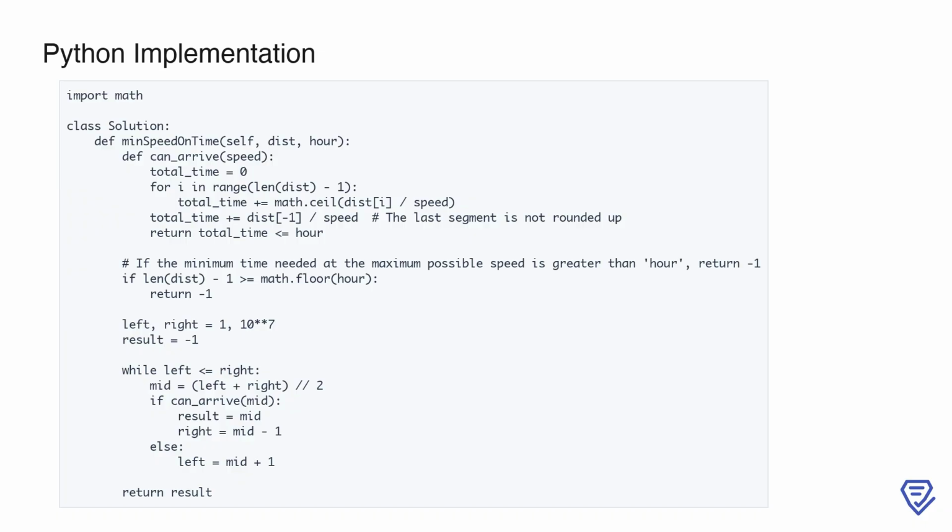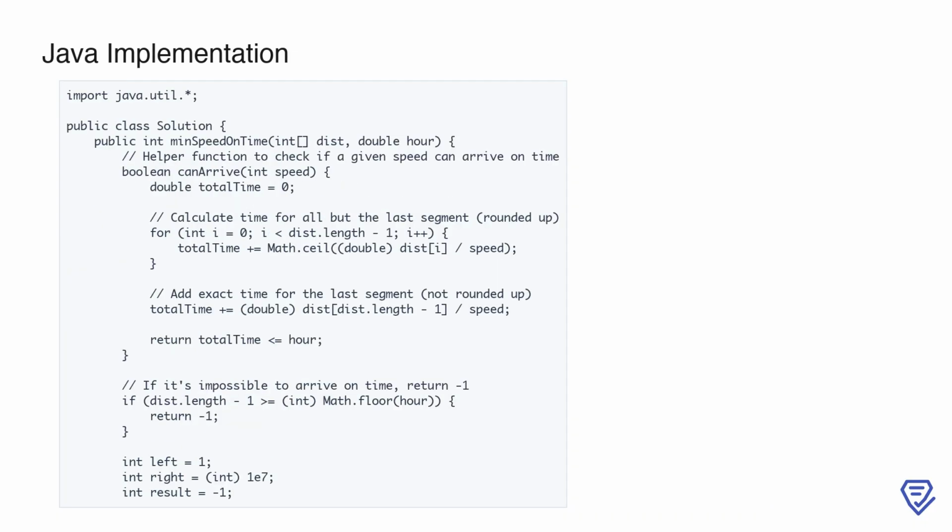The space complexity is 1, as only a few variables are used. Here, we start by importing the necessary libraries and defining our solution class. The main method, min_speed_on_time, takes two inputs, an array of integers dist representing the distances of each segment of the journey, and a double hour, which represents the maximum time allowed to complete the journey.